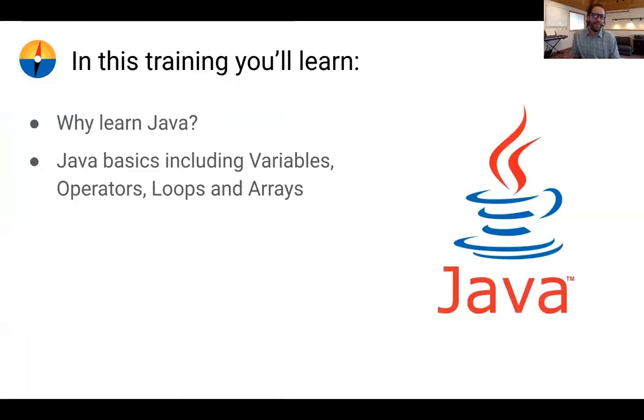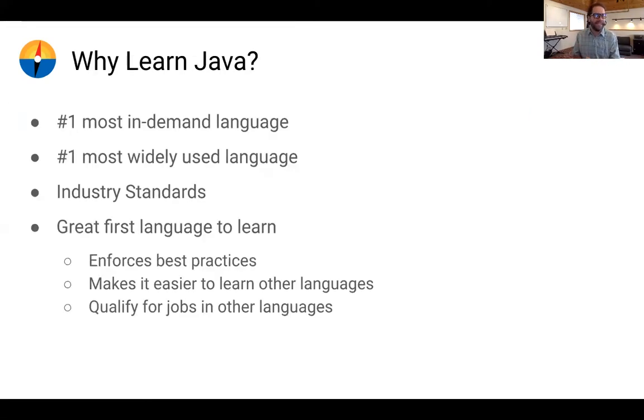In this training, we're going to learn two primary things. One is why learn Java, and the second is the most fundamental concepts in Java, as mentioned: data types, variables, operators, if statements, loops, and arrays. So we're going to try to move through this stuff fast and keep it super useful for you. Before we jump into any syntax or any actual Java, let's discuss why someone would want to learn Java.